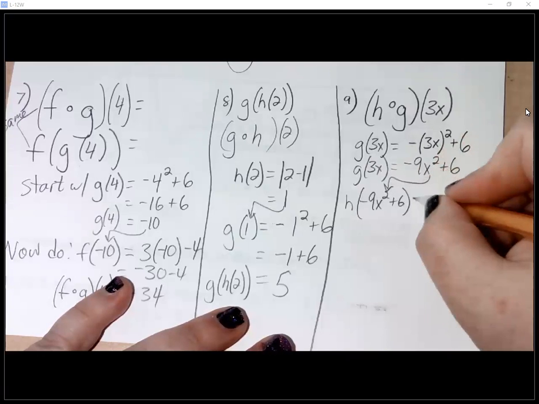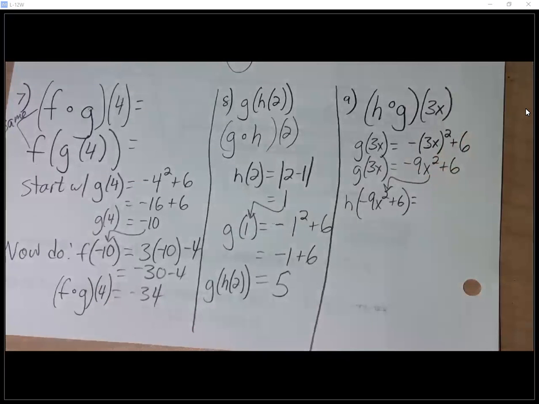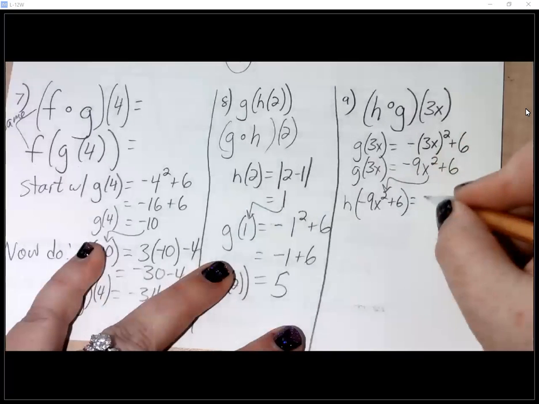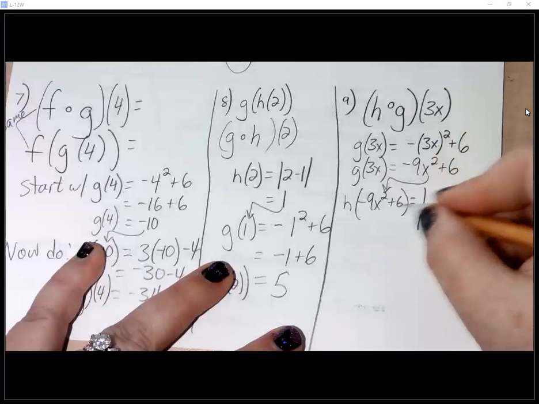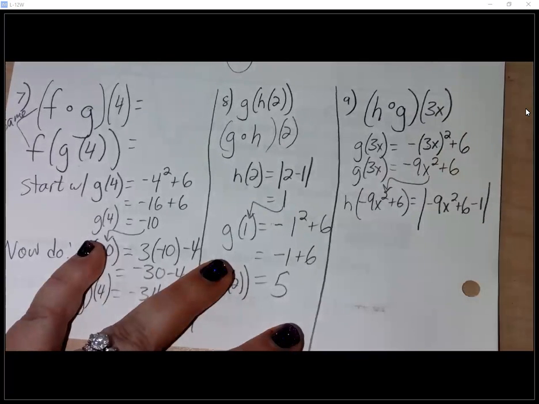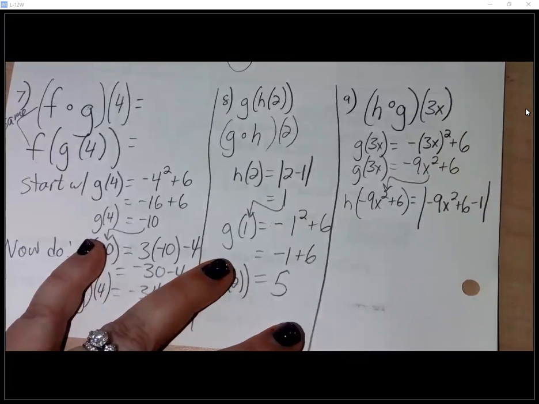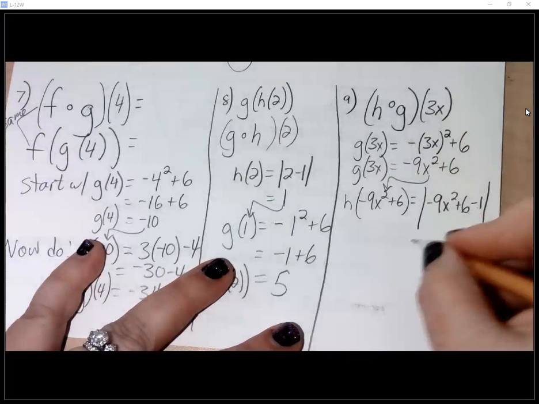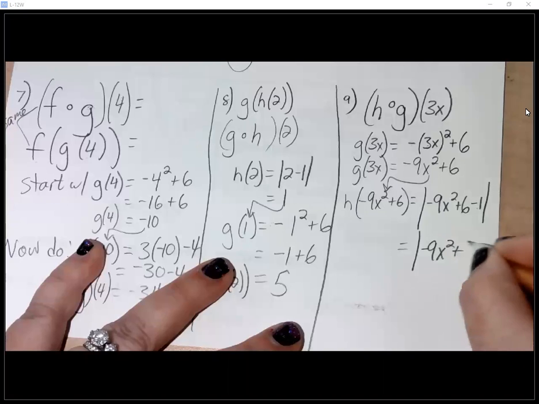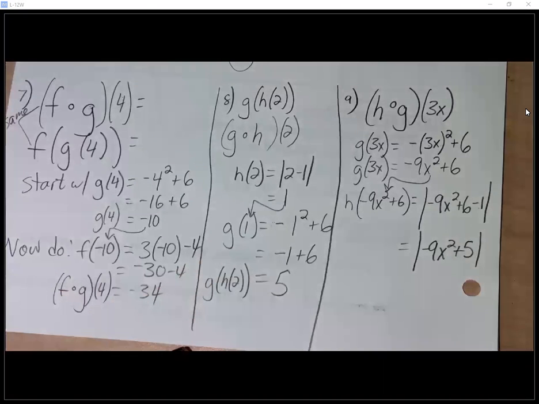So I'm going to take my h function, which is the absolute value of x minus 1. Instead of writing x, I write everything that's in the parentheses: negative 9x squared plus 6, and then I have a minus 1. I can simplify that a little bit. I can do 6 minus 1. But I claim you're done here. I say you can't go any further.